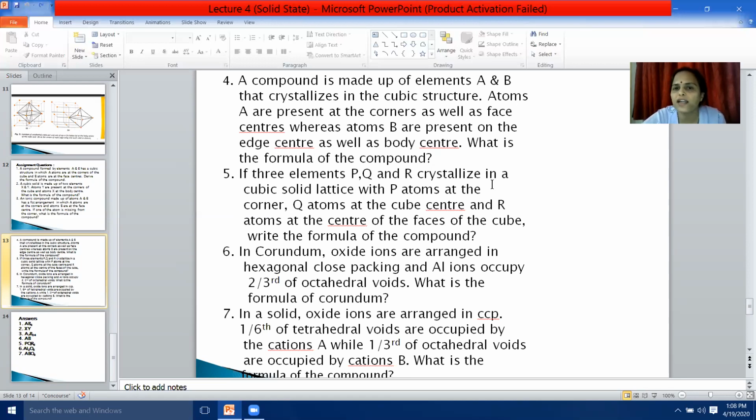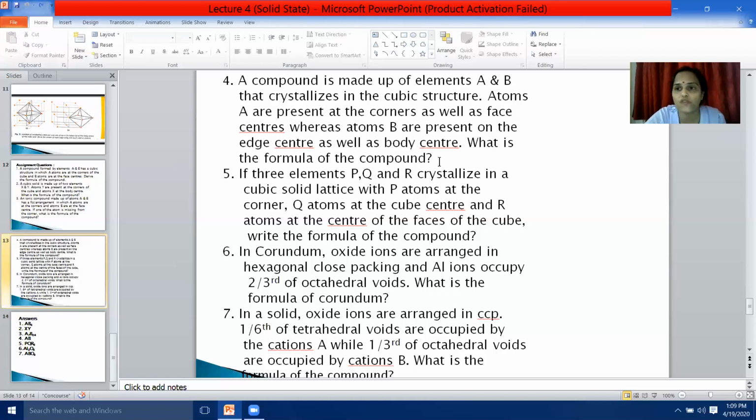And since B atoms are present on the edge center as well as body center, at edge center there are 12 edges. 12 into the contribution at the edge, which is 1 by 4. So 12 into 1 by 4, the value is 3, plus 1 atom at its body center. So 3 plus 1 comes out to be 4. So the B value is also equal to 4. A value is 4, B value is 4, 4 is to 4.